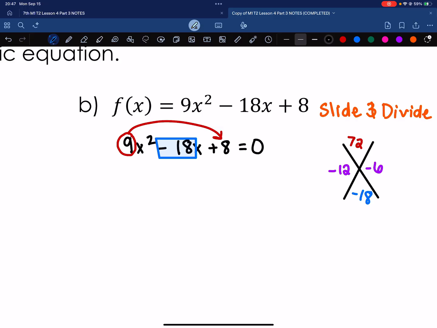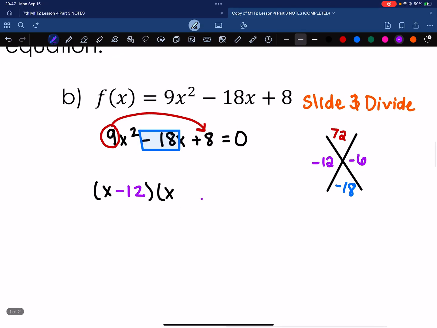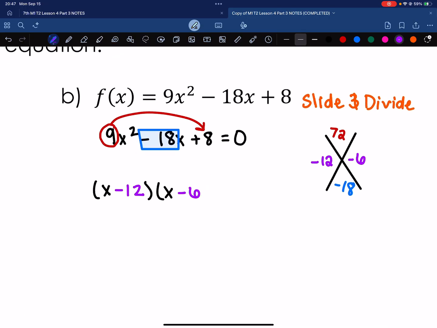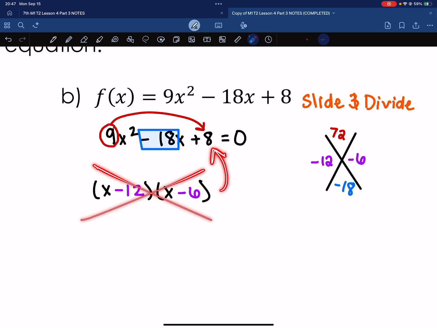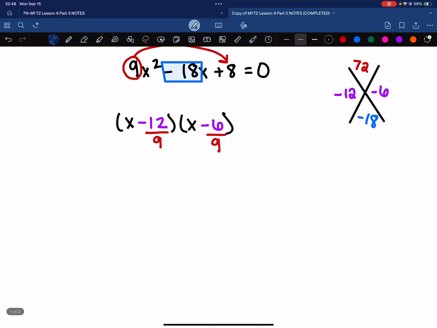So what you do here is you write your factors, x minus 12 times x minus 6. But if you stop here and you try to multiply this out, you are not going to get what we started with. So that is not your factors. You're not done. You did the slide part by multiplying the 9 and the 8. Now you have to do the divide part. Now you have to divide by that same number that we multiplied with in the beginning.